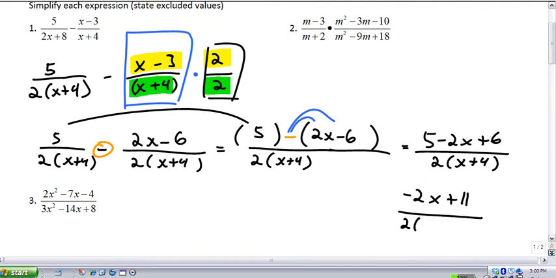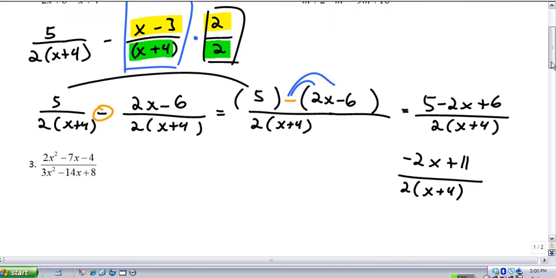2 times x plus 4. Does anything cancel out? No. The denominator is being multiplied by 2, and you'll say, oh, there's a 2 right there. Well, yes, there is. But that 2 isn't being multiplied by the entire numerator. It's just part of the negative 2x. So we can't cancel anything out.